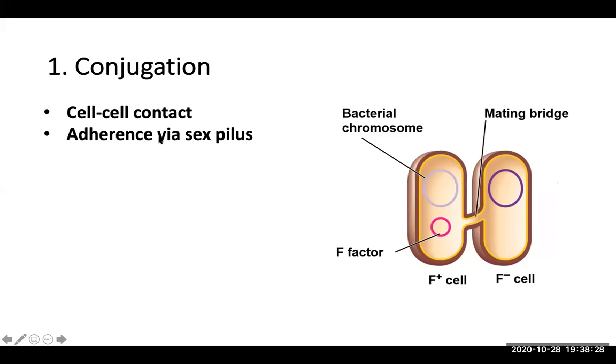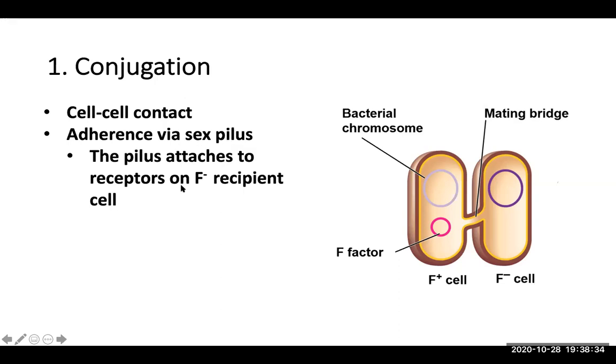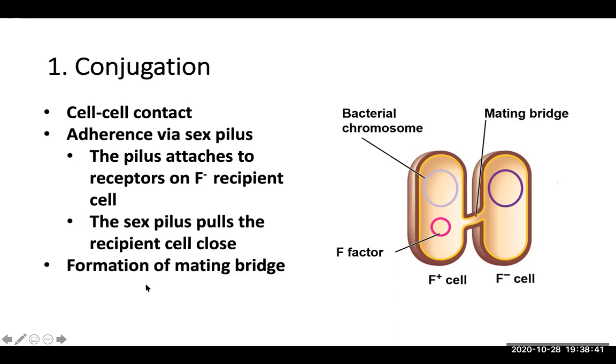So it's going to adhere to the neighboring cell, the F minus cell, via the pilus, and that's going to attach and pull it a little bit closer. And then you form the mating bridge, right? So that's everything I already said.